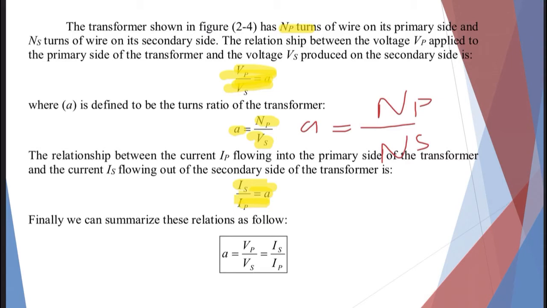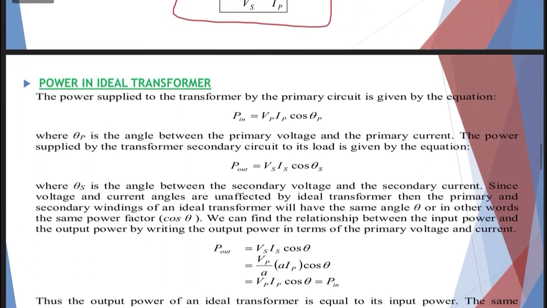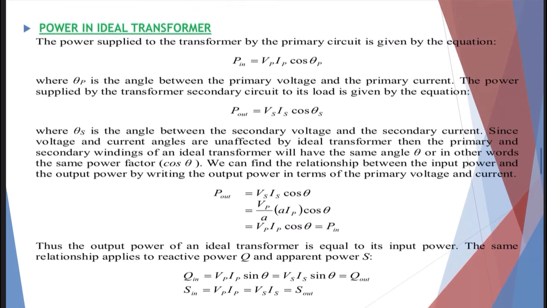Finally, we can summarize these relations as follows. This is a very important equation. a equals VP over VS, which equals IS over IP. VP, the voltage for the primary, over VS, the voltage for the secondary, equals the current for the secondary over the current of the primary. We'll use these equations to solve some problems. Let's move to the next slide.